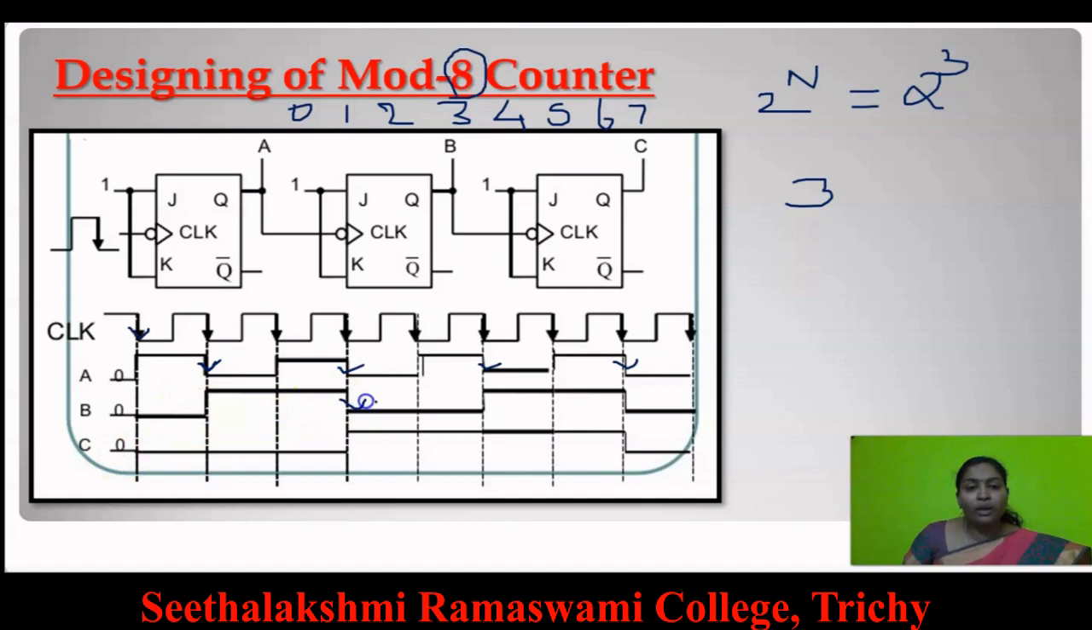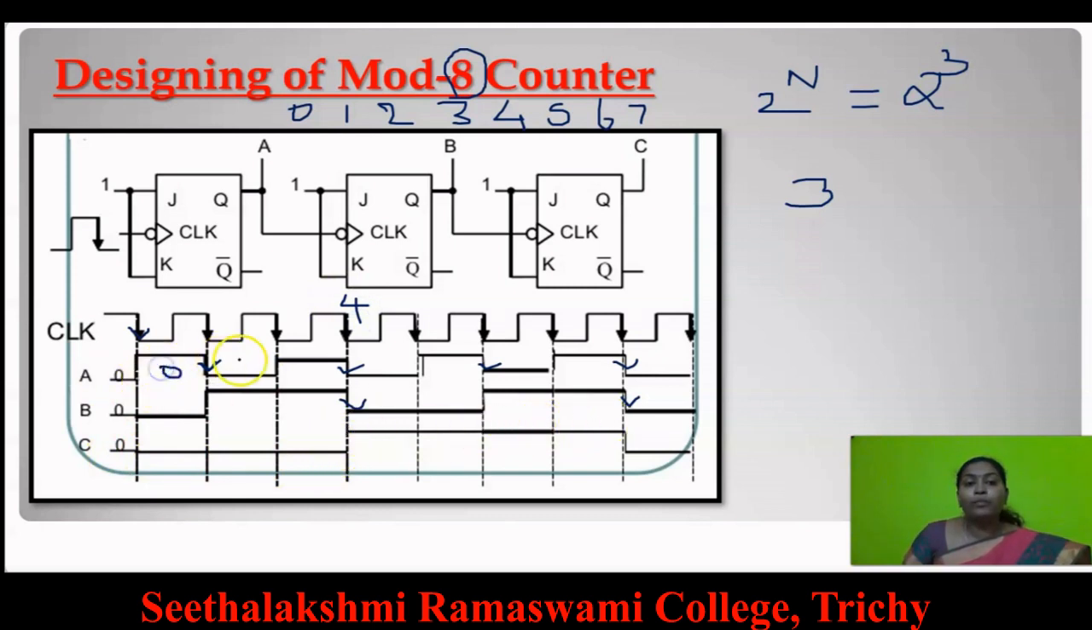Here we are having the negative edge triggers. So C remains in the reset mode till there is a negative edge trigger, which happens only at the fourth clock pulse. Till then C is in reset mode, and then it maintains the set mode.